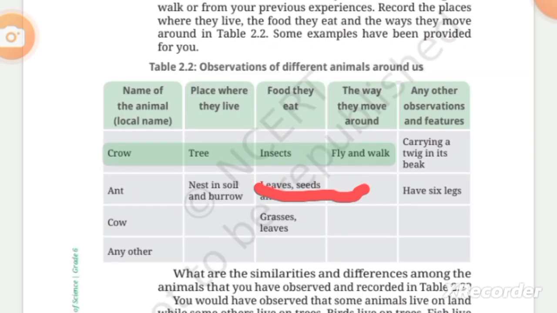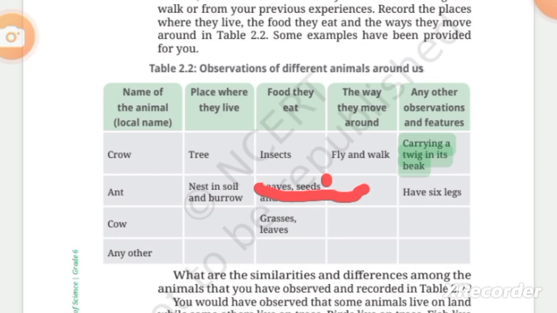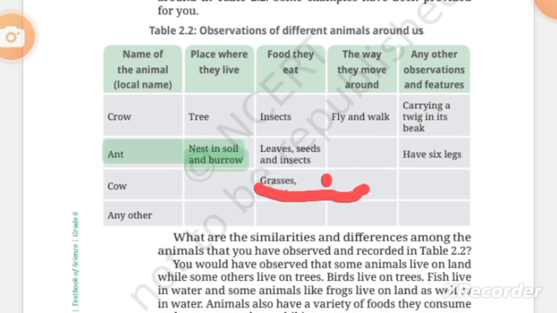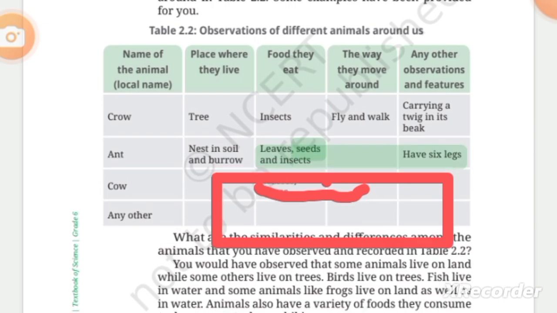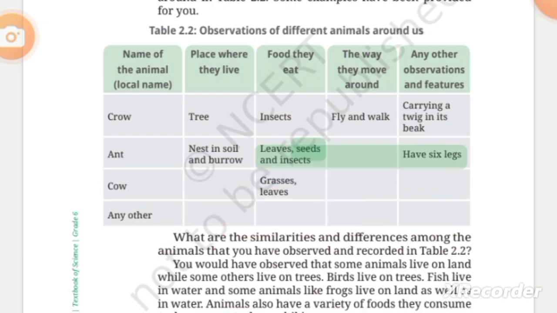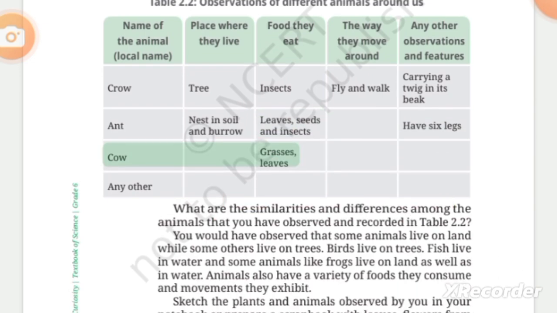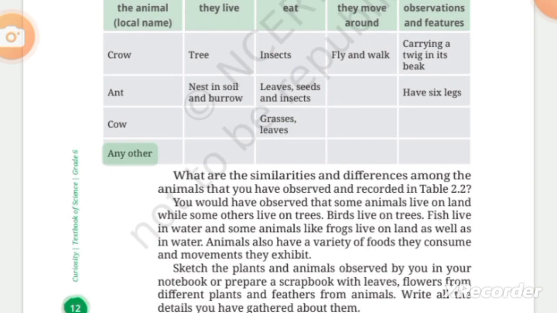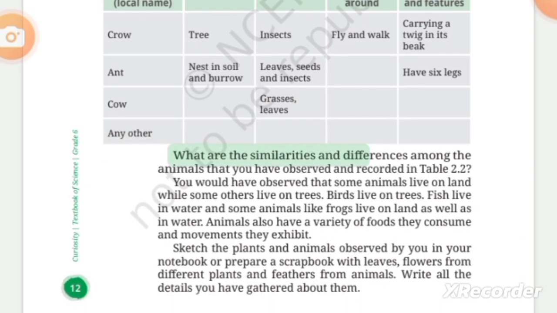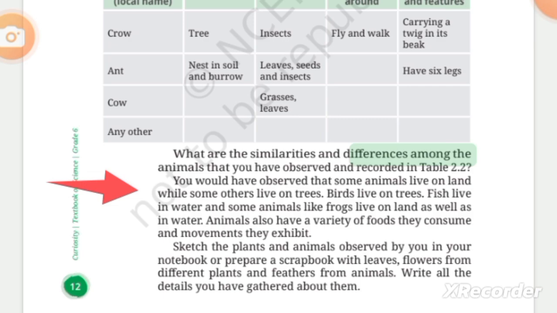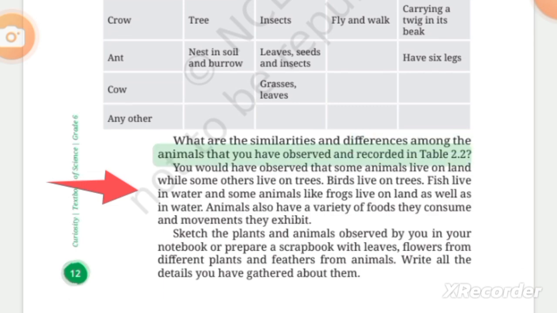Crow: tree, insects, fly and walk. Carrying a twig in its beak. Ant: nest in soil and burrow. Leaves, seeds and insects. Have 6 legs. Cow: grasses, leaves. Any other. What are the similarities and differences among the animals that you have observed and recorded in Table 2.2?